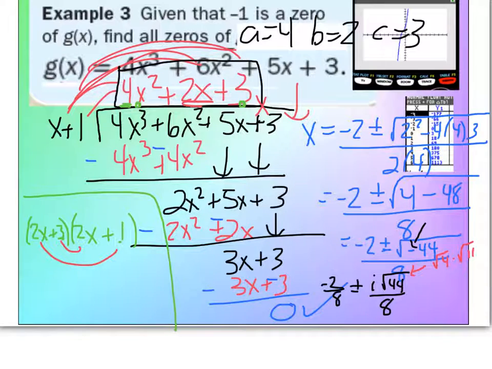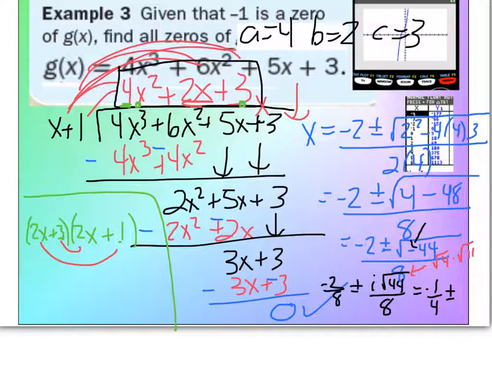So let's simplify this. Negative 2 over 8 is going to be equal to negative 1/4 plus or minus. Now the square root of 4 is 2. Square root of 11 stays there. So it's going to be 2 times the square root of 11 all over 8. And I don't want to drop my i out of there. Now I'm not quite done with this answer. I'm going to bring it right over here.